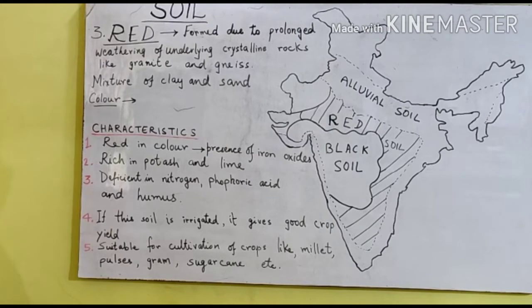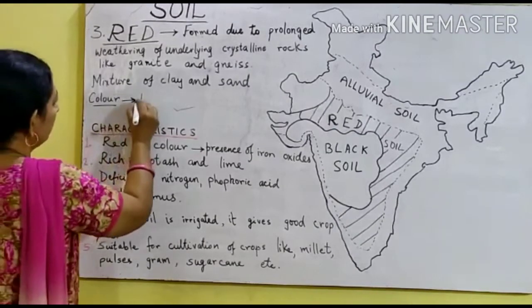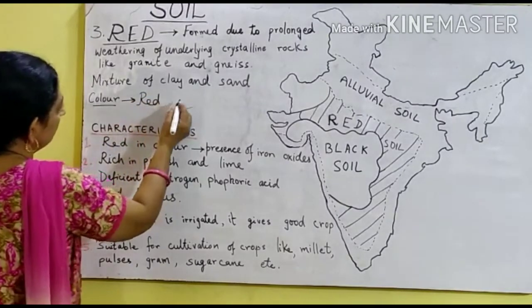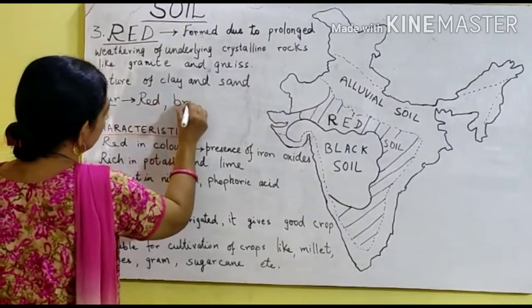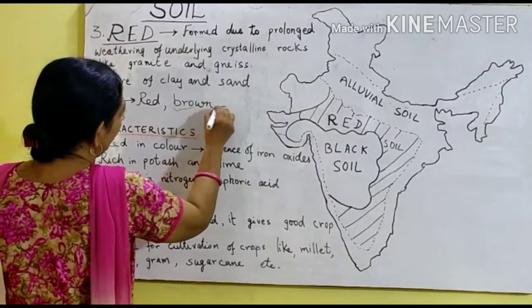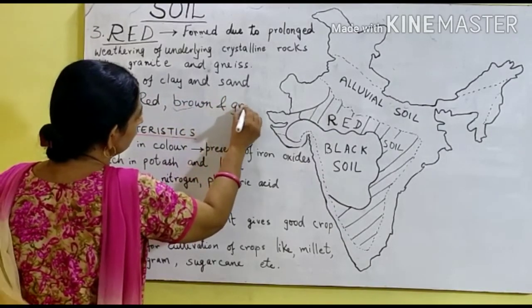They are a mixture of clay and sand. The color of the red soil is red. Now why is it red? Because of the presence of iron oxide in these soils. But the color varies in some places. They vary from red to brown, and in some regions they are also grey in color.